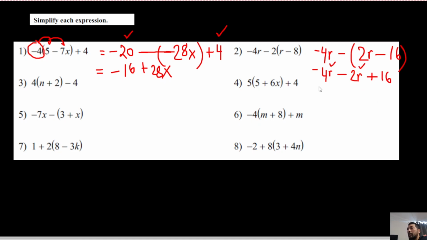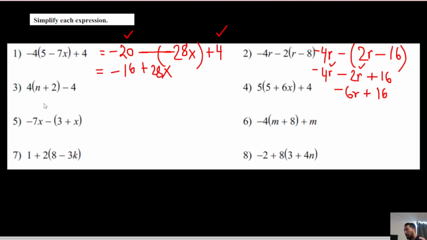16. In this case, if you subtract the coefficients, negative 4 minus 2, that is negative 6. Negative 6r plus 16. This is how we simplify this expression.